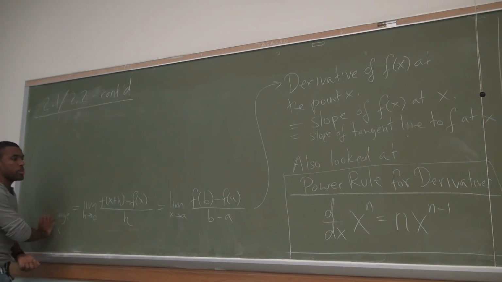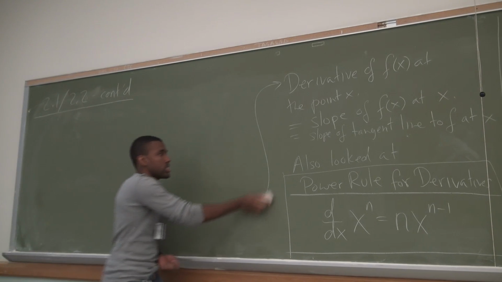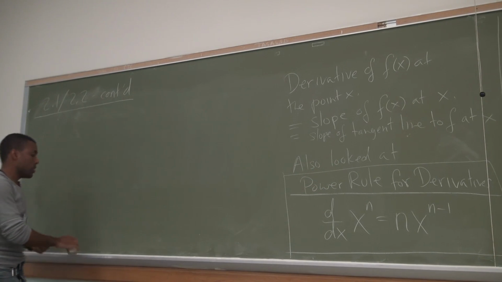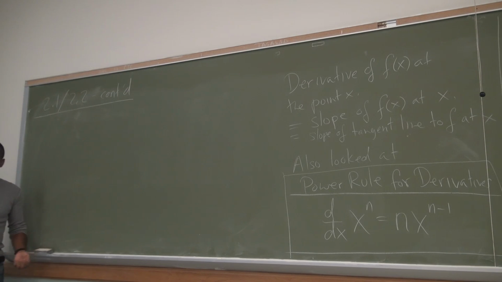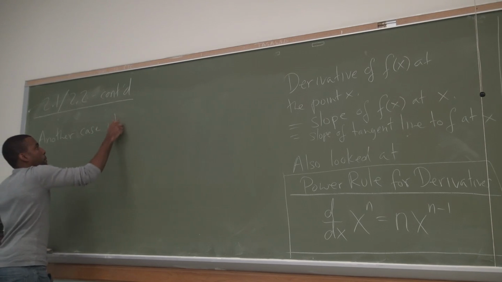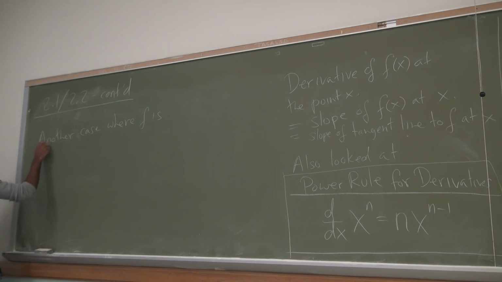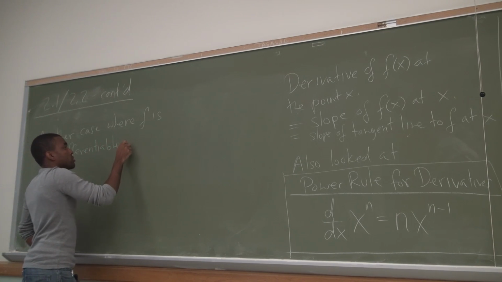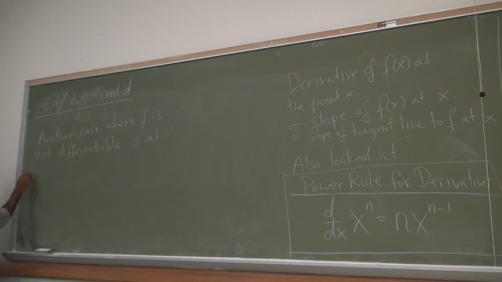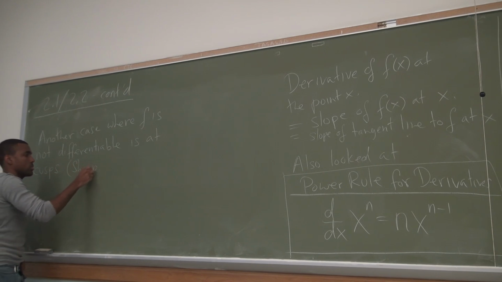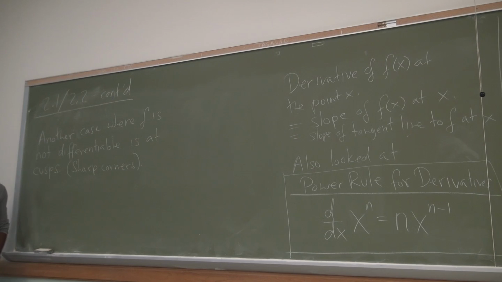And there are cases when the limit will not exist, and I'm specifying the cases now. One such case when it will not exist is if it's discontinuous, right? Which means if you have a hole or a jump or an asymptote, you can't actually find a derivative. It's not differentiable at cusps. Basically sharp corners. If your graph has a sharp corner, you can't find the derivative there. I'm going to give you examples of this.